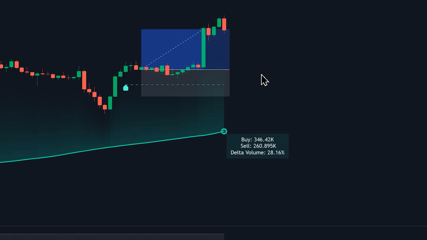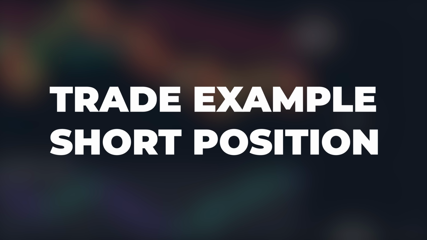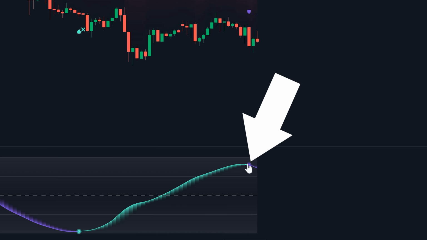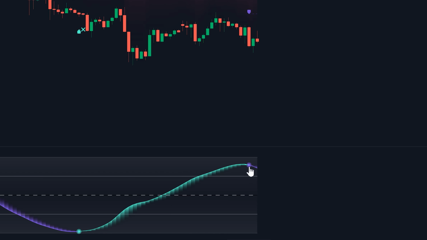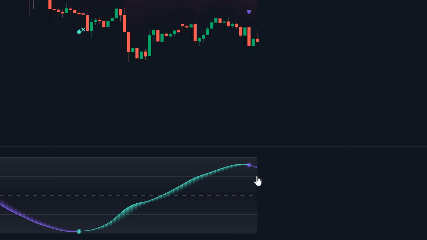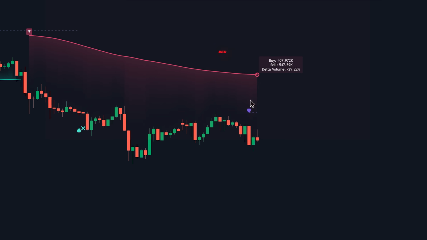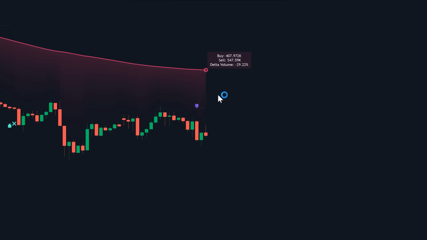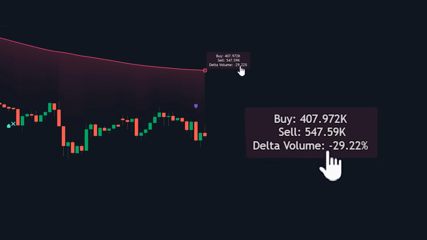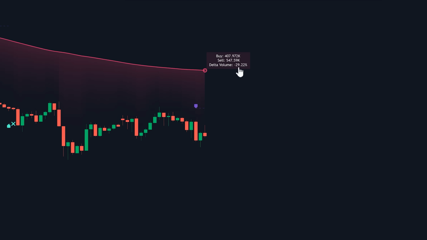and it was profitable. Now, for a short position, it's going to be the opposite. Condition number 1 is to have a sell signal printed by the 2-pole oscillator. Here, the sell signal was valid because it was printed above the 0.5 level, the gray horizontal line. Looking at the VIDYA indicator, it was actually red, confirming that the trend was bearish. The delta volume was minus 29.22%, which is well below the minus 20 threshold, indicating a strong enough bearish trend.